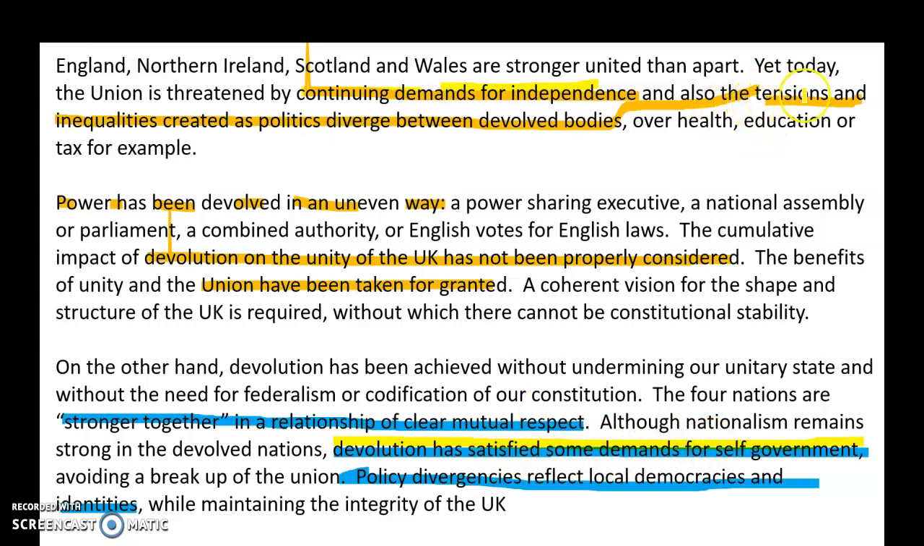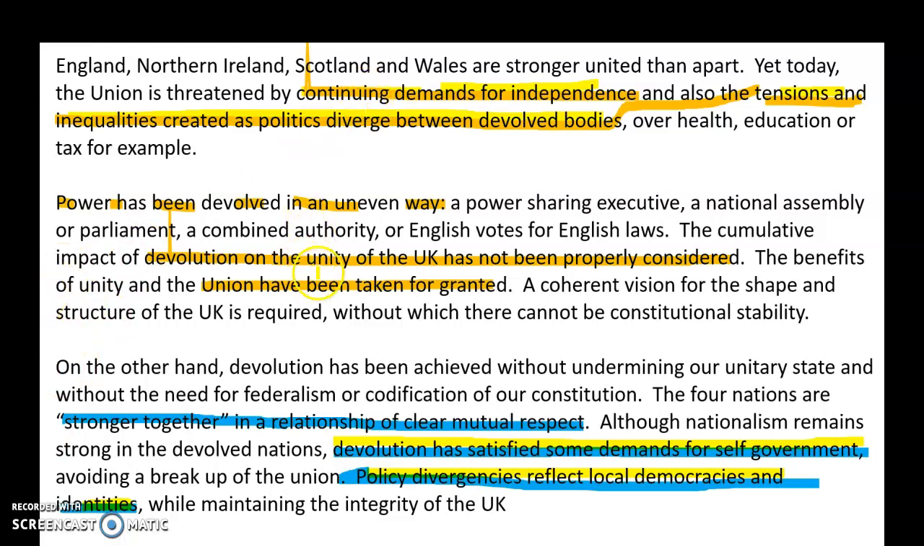Okay, here we've got this argument, tensions and inequalities created as policies differ between the devolved bodies. So this is the one saying things like tuition fees, for example, being different in Scotland compared to England is causing tension and all the rest of it. So policy differences are bad, is what this is saying. And then down here, it is saying that policy divergences, so policy differences, reflect local democracies and identities. In other words, it is good. So again, this is the counter argument to this up here. So these two points clearly match up. You would then have to see whether the other ones do as well. And I would say they don't do quite as neatly.